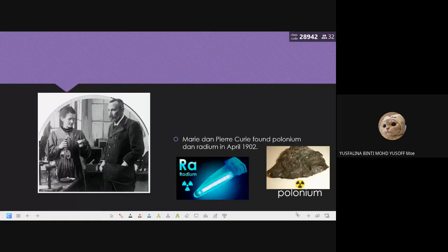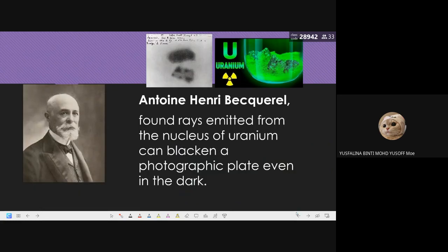Marie and Pierre Curie found polonium and also radium in April 1902. And Antoine Henri Becquerel found that rays emitted from the nucleus of uranium can blacken a photographic plate, even in the dark. So the nucleus of uranium can emit rays that can blacken a photographic plate, even in the dark.